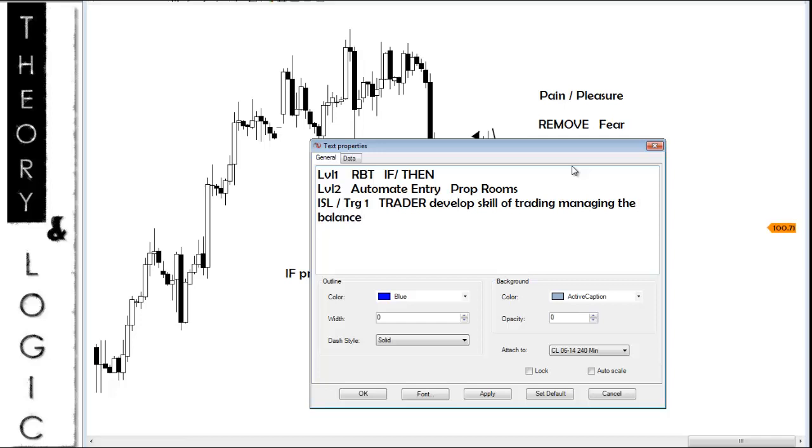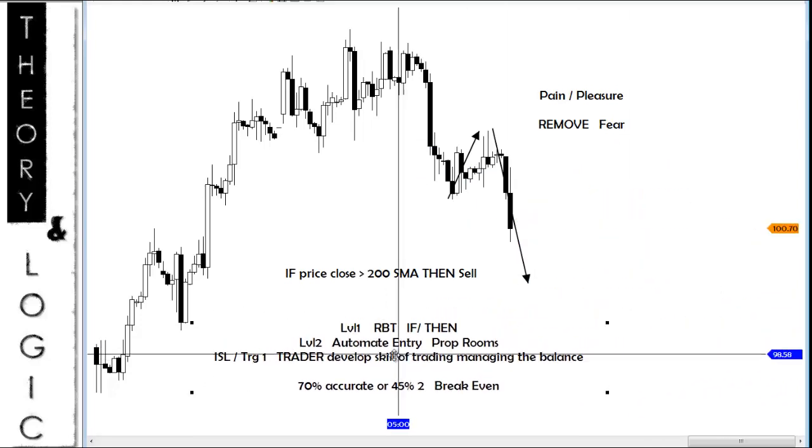So, as mentioned before, the goal here was to put together strategies that, one, with enough consistency, let's say it's 70% accurate or 45% accurate, but maybe the first target is two times greater than the protective stop. Either way, my job was to basically get that first contract to produce break-even performance over 50 or 100 trades, and then let the trader manage the balance for better returns. So let's take a look right here at some of this stuff. Okay, so we'll leave this right here.